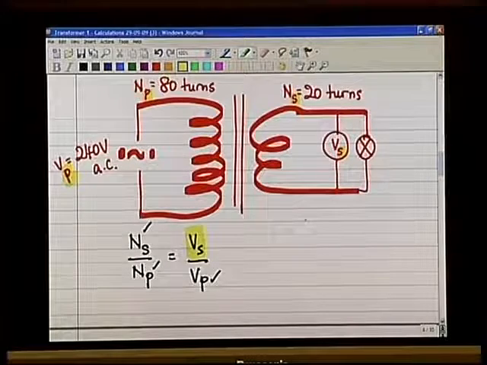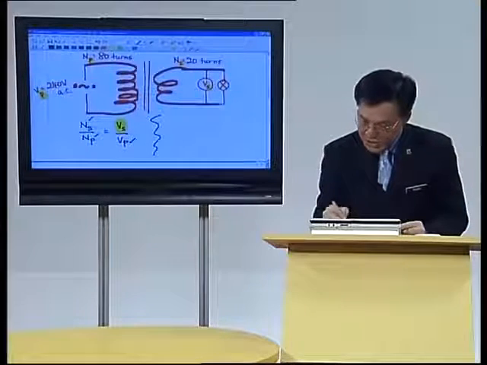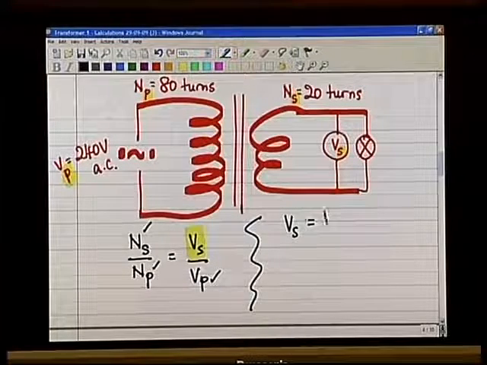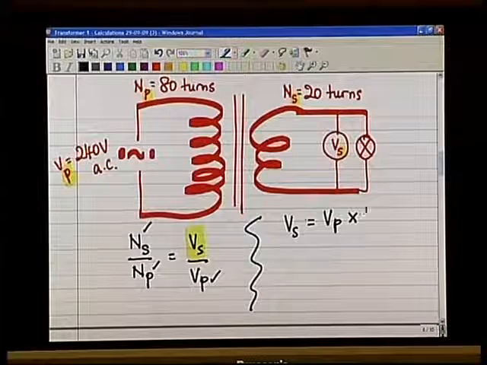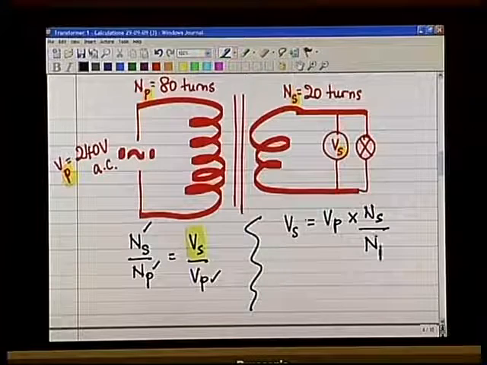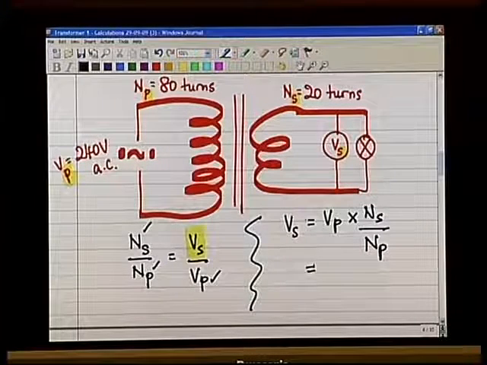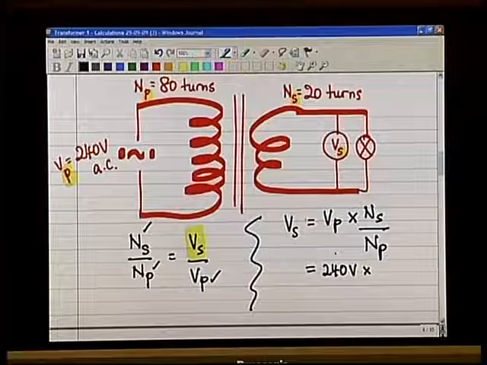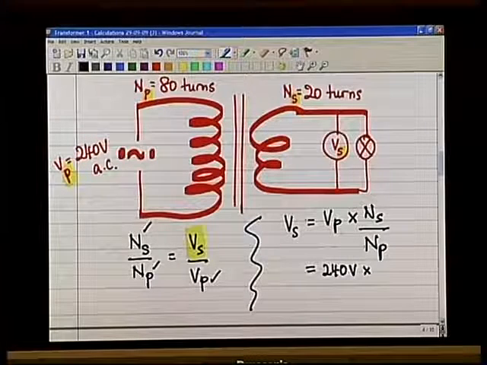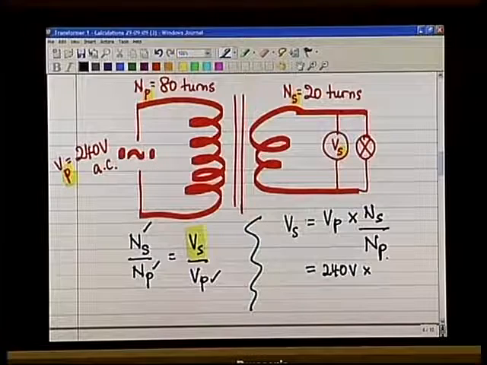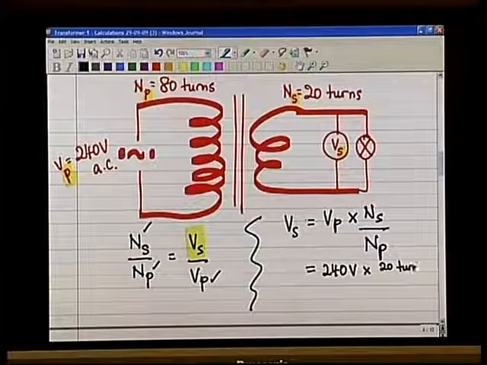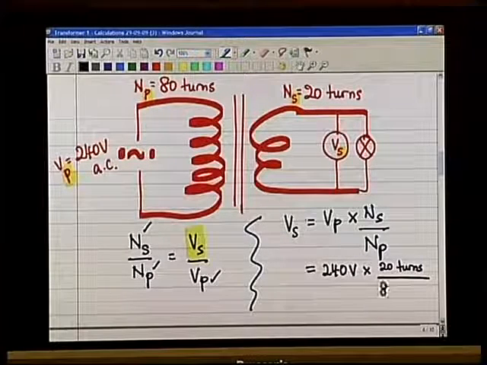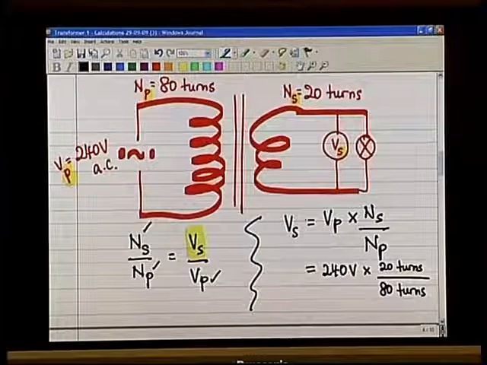Okay, let's do it. I'll just do it on the right hand side here. Now, Vs will give me Vp multiplied by Ns divided by Np. And what is Vp? 240 volts, multiplied by Ns. Now, it's very important. I just refer to the diagram. I get my values. Ns is 20 turns, divided by Np. Np is 80 turns. It's clear, right?